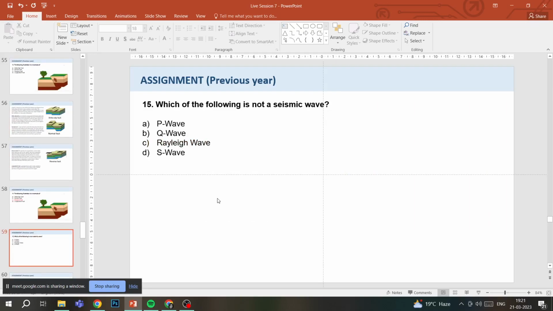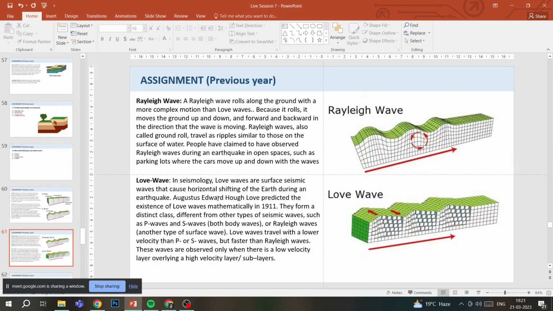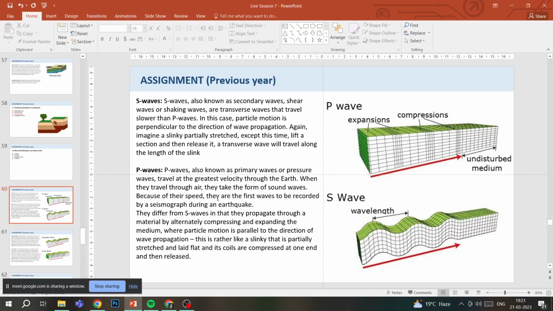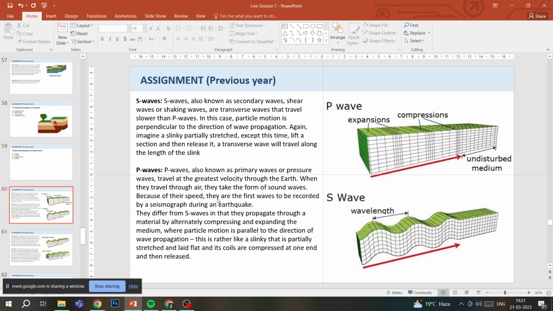Question number 15. Which of the following is not a seismic wave? P wave, Q wave, Rayleigh wave, and S wave. So we discussed S wave and Rayleigh wave and love wave. We will just discuss P waves in this, and I will briefly talk about S wave and Rayleigh wave and love wave also, so that we can answer our question.